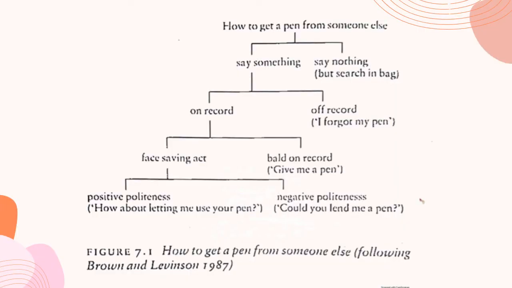Here is an outline following Brown and Levinson's theory as previously explained. For example, how to get a pen from someone else. There are two choices: say nothing by searching for the pen in the bag, or say something, which is divided into two. Off record, a non-direct statement, by saying I forgot my pen, or on record, which has two choices. On record, the most direct approach, by saying give me a pen, or a face-saving act, which is divided into negative politeness using modal verbs by saying could you lend me a pen, or a face-saving act with positive politeness by saying how about letting me use your pen.